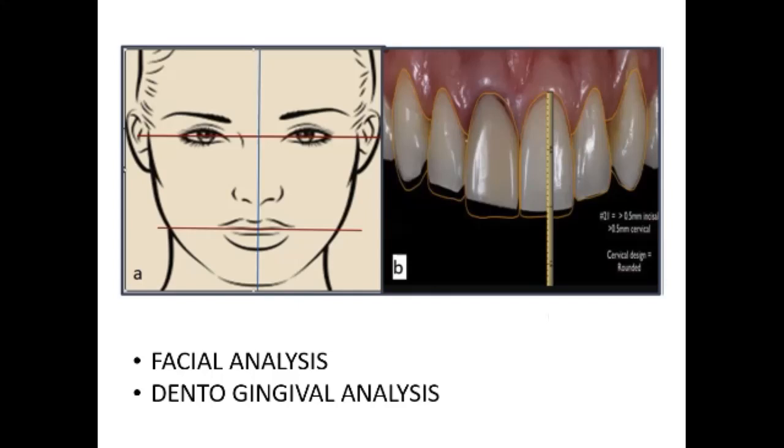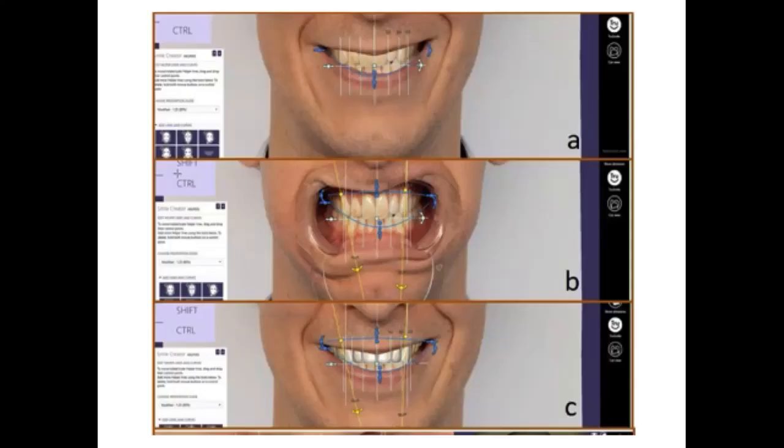And when you go with the dento-gingival analysis, there are different reference points like the gingival zenith and the position of the gingiva and everything, based on which the shape and size of the processes will be decided. And there's something about golden proportion, based on which you will decide the height and the width of the processes which you are going to place.